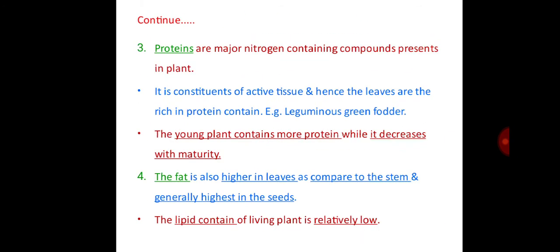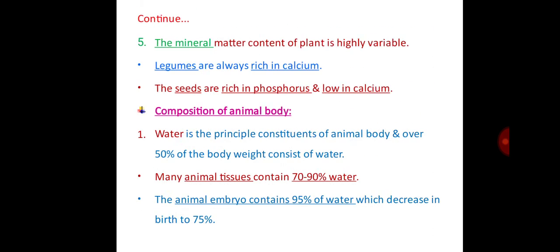Then proteins are major nitrogen containing compounds present in plants. It is a constituent of active tissues, and hence the leaves are rich in protein content. Example, leguminous green fodder. The young plant contains more protein while it decreases with maturity. The fat is also higher in leaves as compared to the stem and generally highest in the seed after maturity. The lipid content of living plant is relatively low.